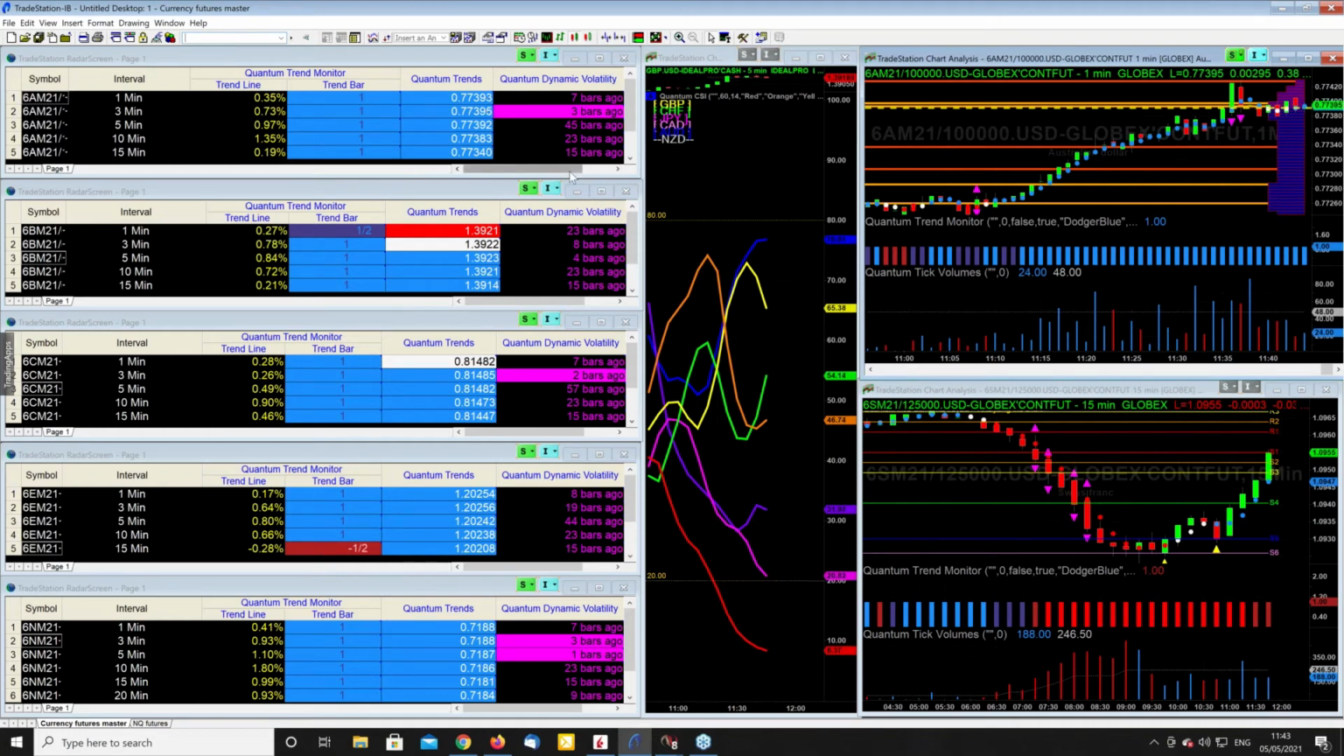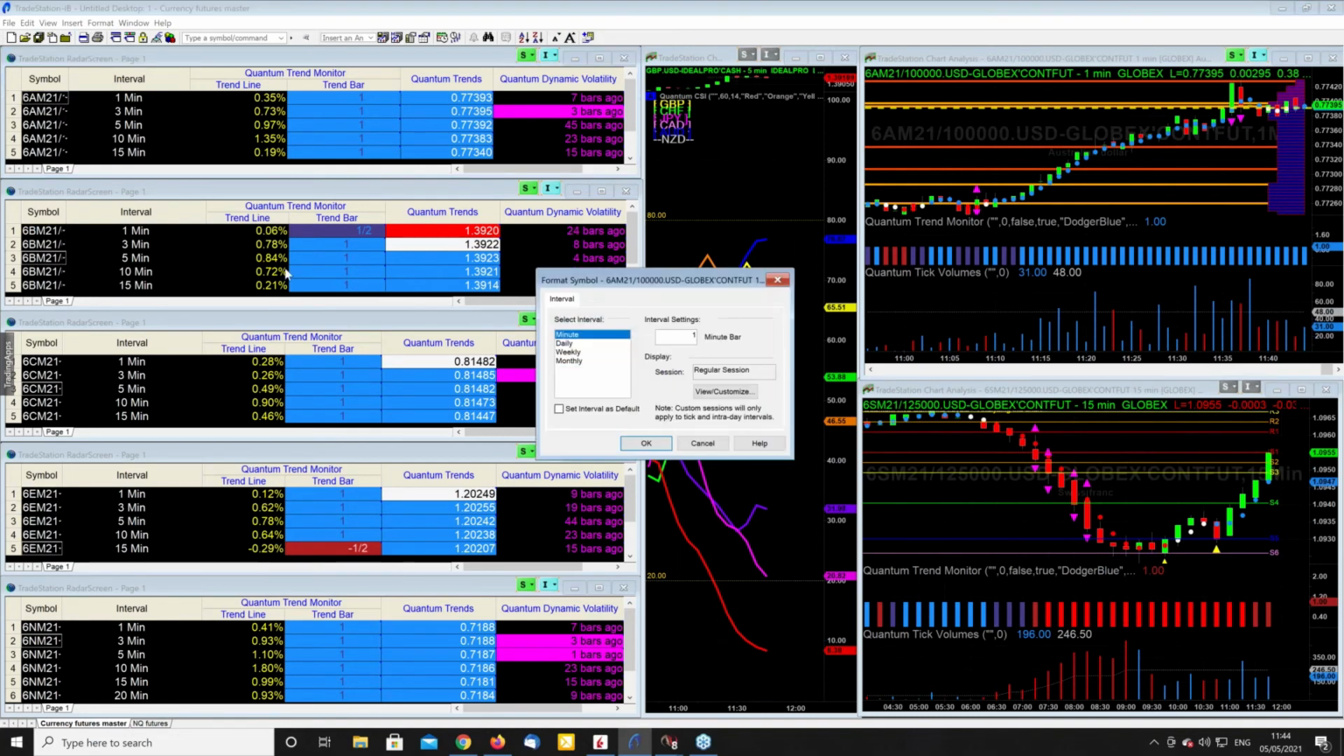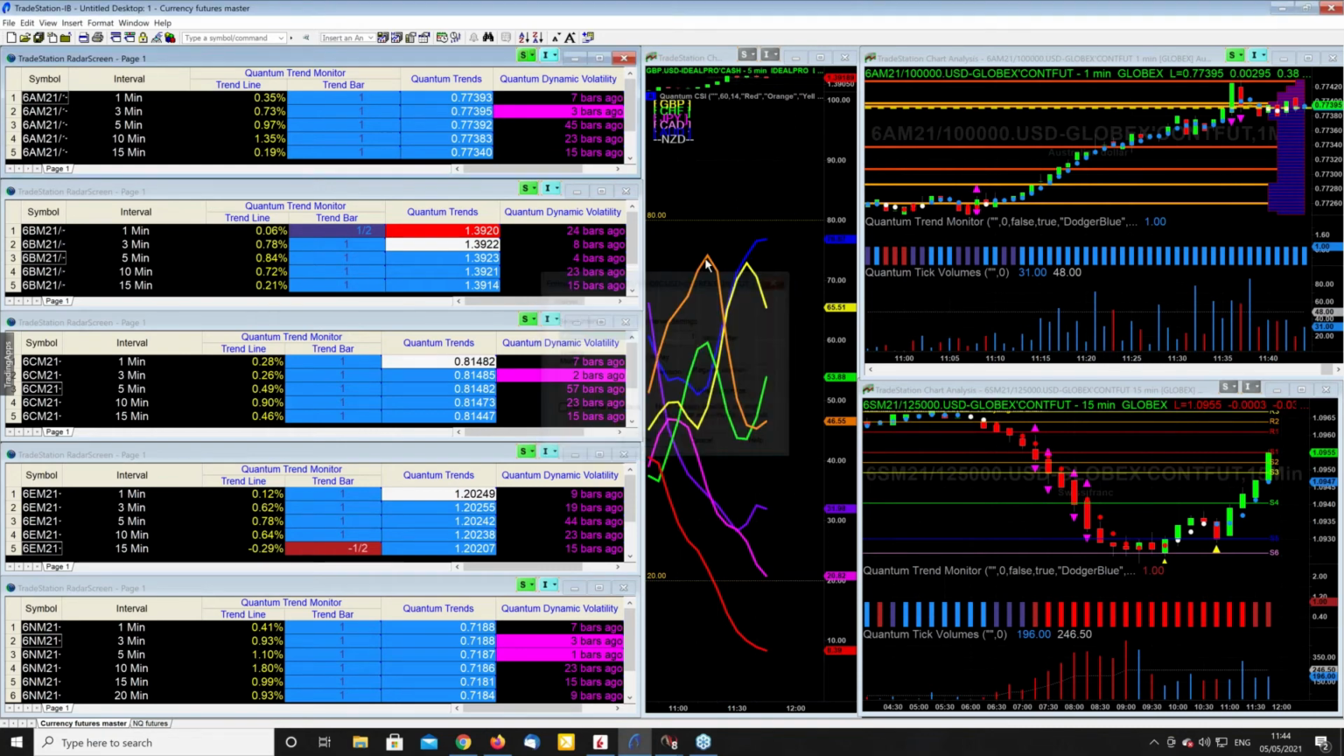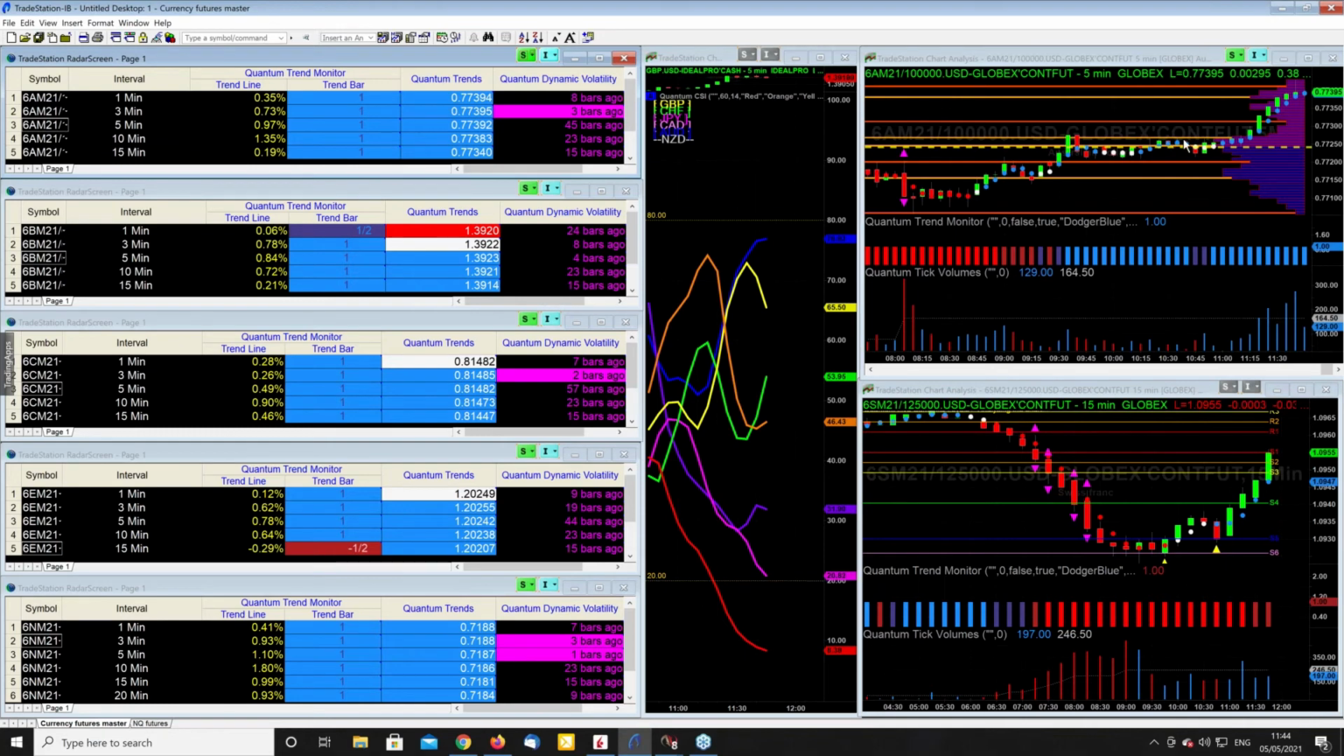And in addition to that, obviously, you've got this very quick way of moving around the charts. This is all symbol linked and interval linked. So if I click on that one, sorry. There we go. That's already on the 1 minute anyway, but if I click on the 5 minute, there we go. Up comes the 5 minute.